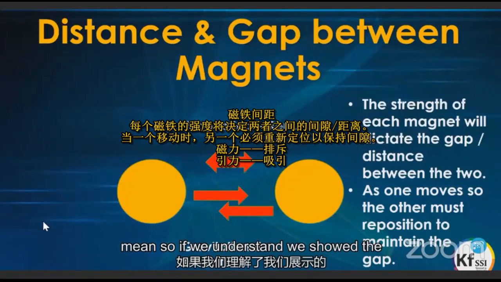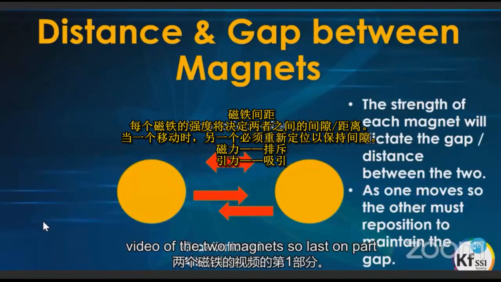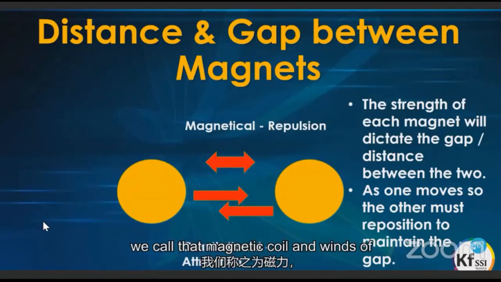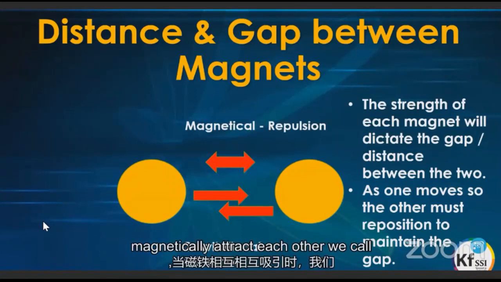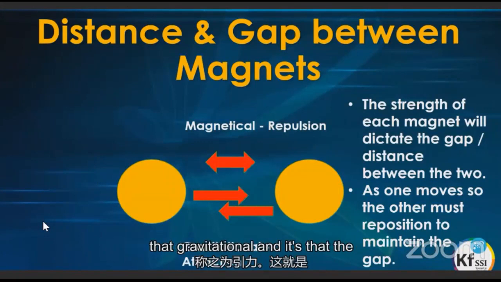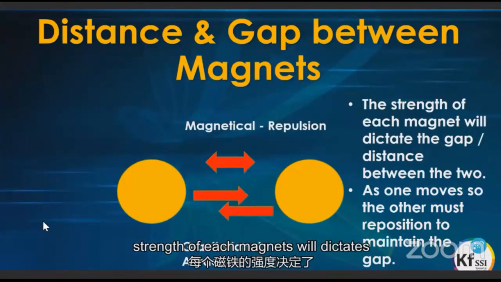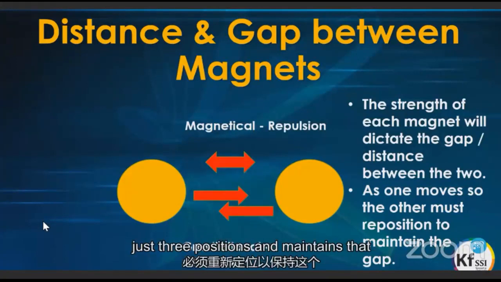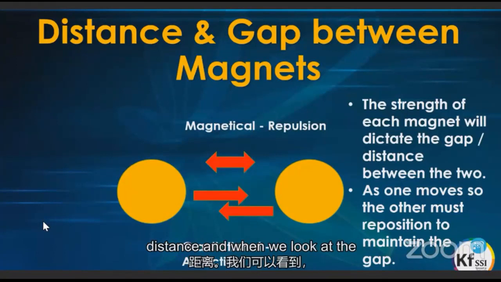So we showed the video of the 2 magnets, last on part 1. When the magnets repel each other, we call that magnetical, and when magneticals attract each other, we call that gravitational. And it's the strength of each magnet that will dictate the gap that they keep between them. And as you saw, as one moves, the other one just repositions and maintains that distance.